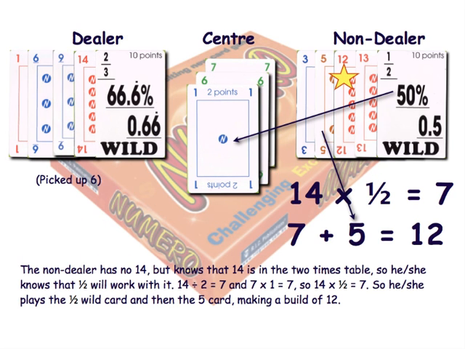The non-dealer has no 14, but they know that 14 is in the 2 times table, so they know that half will work with it. 14 divided by 2 is 7, and 7 times 1 is 7, so 14 times a half equals 7. So they play the half wild card, and then they play their 5 card, making a build of 12.